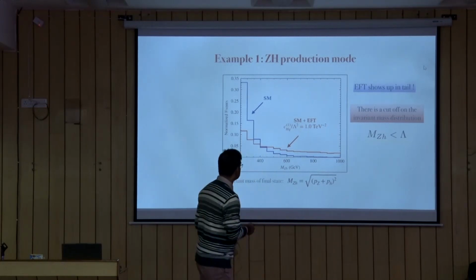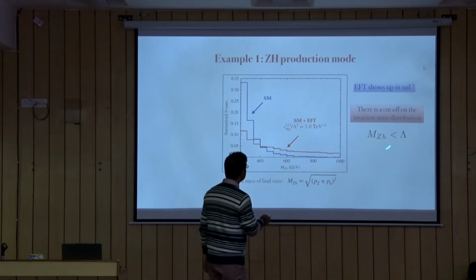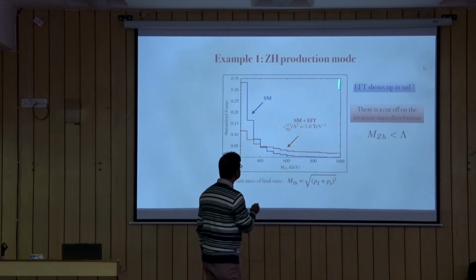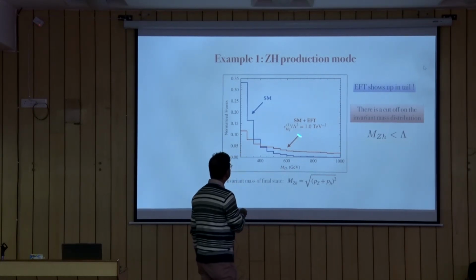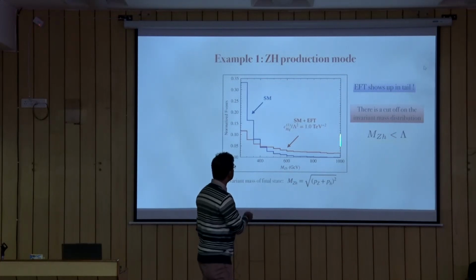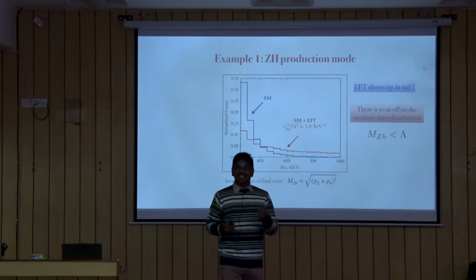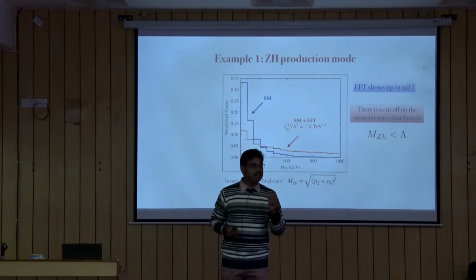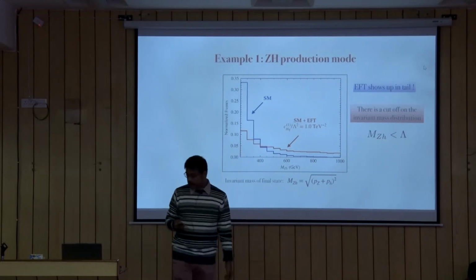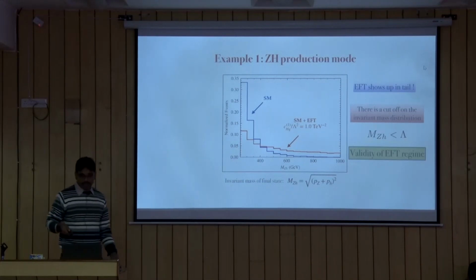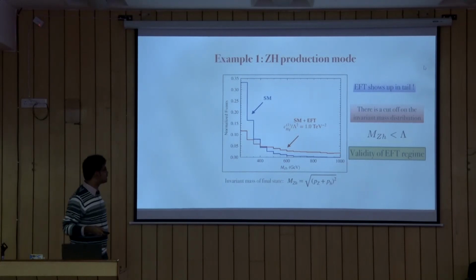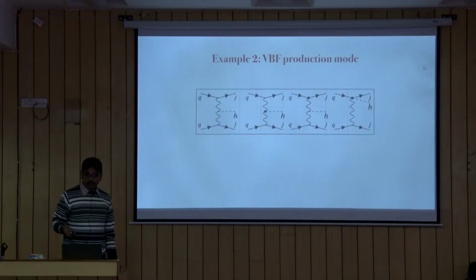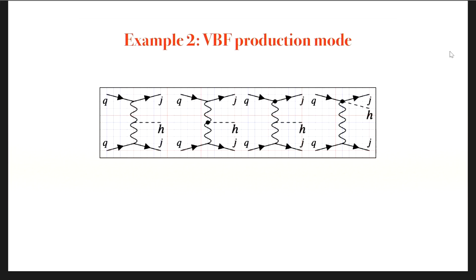So therefore, once you restrict yourself to this limit that your invariant mass must be less than the lambda, and here we have taken lambda equal to 1 TeV, and that's why you see a cutoff here. This says that you are well and good and you are respecting your effective theory limit. Okay? So this is important while you are doing this kind of searches, and this marks the validity of the EFT regime.